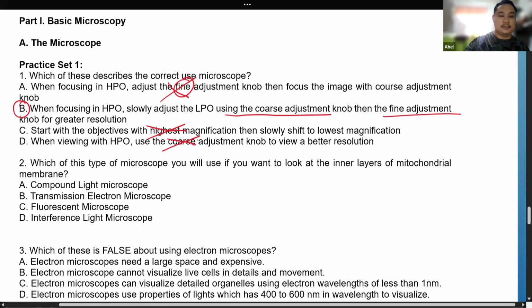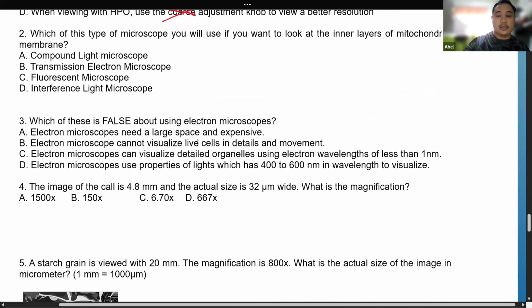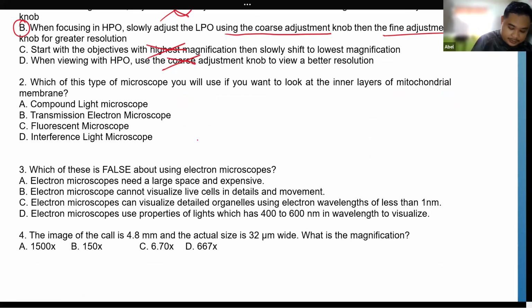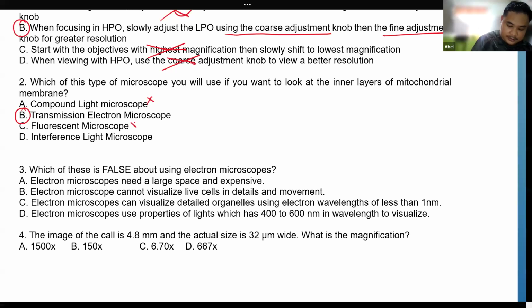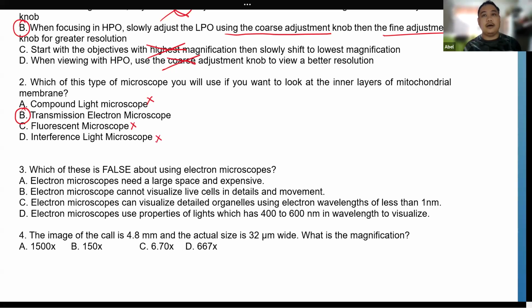Next, number two, which type of microscope will you use if you want to look at the inner layers of the mitochondrial membrane? Of course, if you want to look at the details of the organelles, you will use the transmission electron microscope. It uses electron waves rather than light. Compound light microscope, you cannot see the details out of it. The fluorescent microscope is used for examining tissues as well as for interference light microscope. In fact, if you want to view live details of the cells, it is better to use sometimes the interference light microscope.